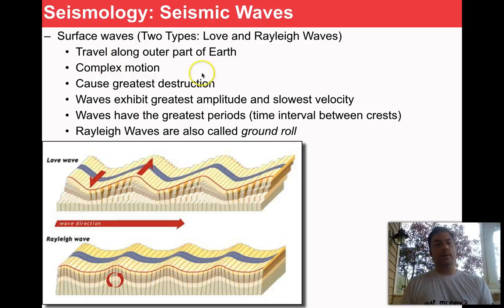They travel along the outer part of the Earth. There's a complex motion involved. There's a lot of very complicated mathematics. We won't be describing any of this stuff or discussing any of the mathematics, but we'll be kind of trying to describe their motion just really briefly in this slide. These cause the greatest amount of destruction by far. So if you're in an area where you get large surface waves, you're going to experience some damage.